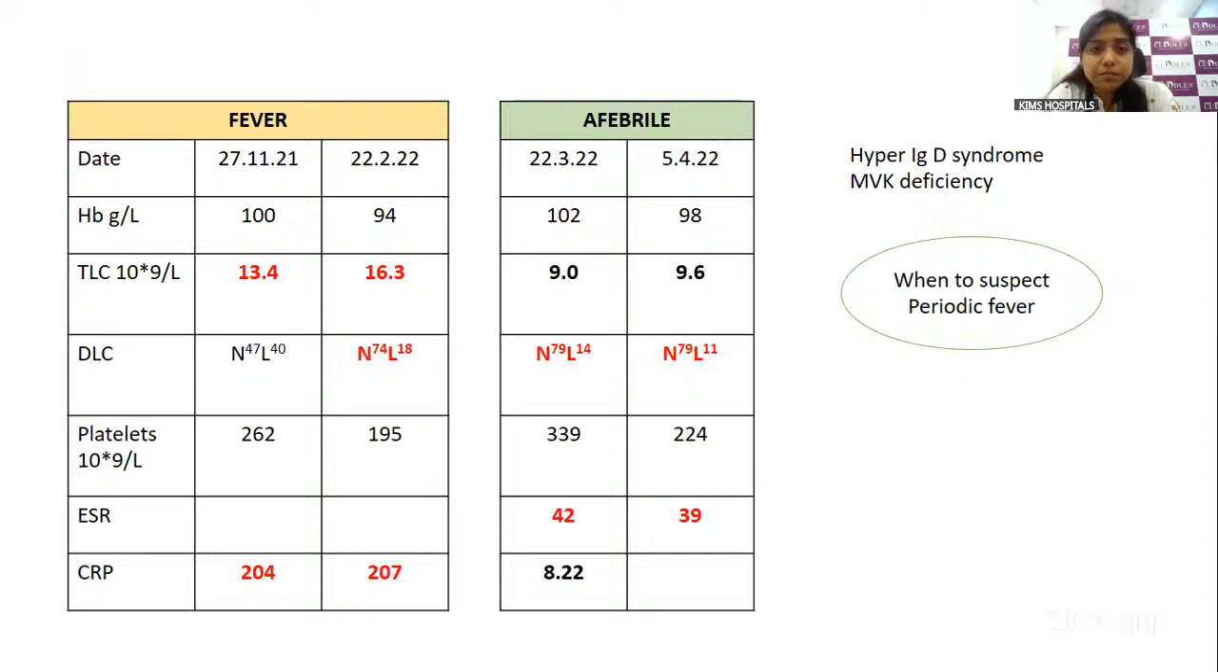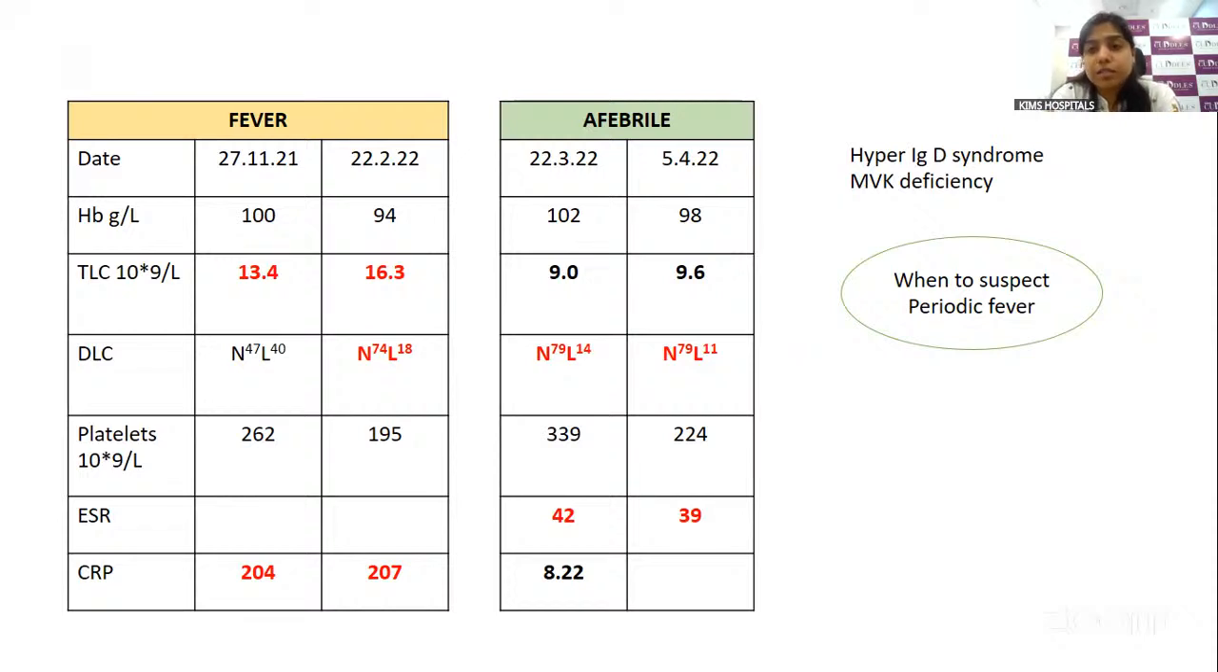So these were the investigations. During the time of fever, the child had high TLCs with neutrophilic predominance and elevated inflammatory markers. During the afebrile period, even when we don't treat, the inflammatory markers were subsiding and the TLCs became normalized. So this child was diagnosed with hyper IgD syndrome. This is a mutation in the MVK gene.